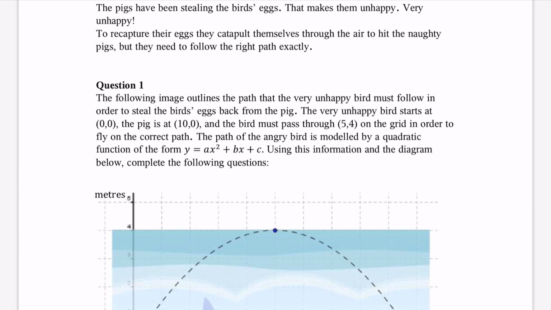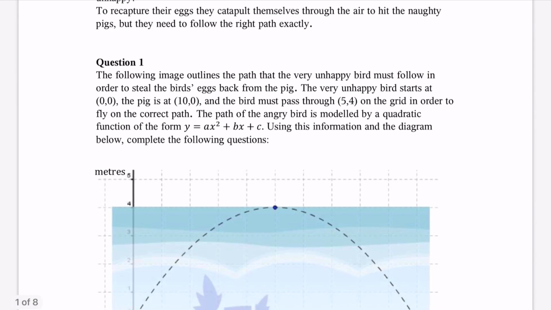That's the most important thing, I think, as we're going through these worded questions, because it's obviously very wordy and we want to try and pick out the key things in it. So the following image outlines the path that the very unhappy bird must follow in order to steal the bird's eggs from the pig. The very unhappy bird starts at (0, 0). The pig is at (10, 10), and the bird must pass through (5, 4) on the grid in order to fly on the correct path.